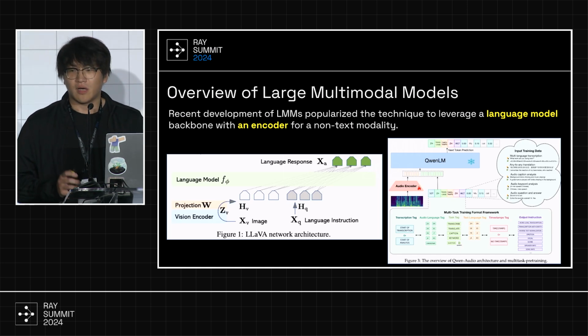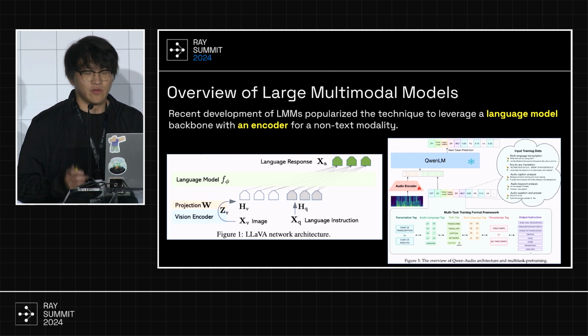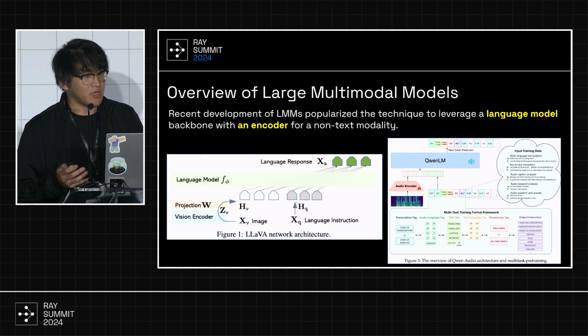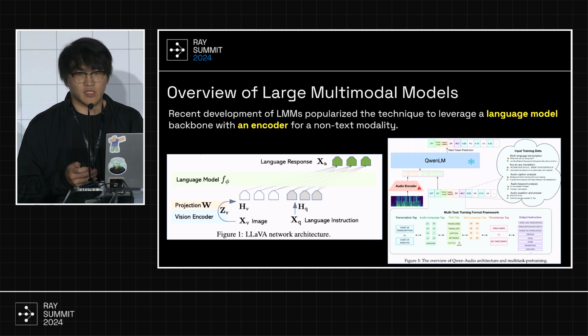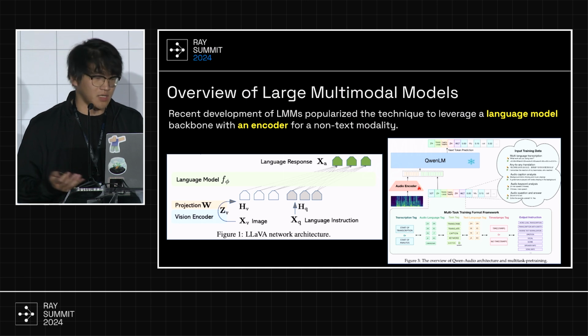Okay, so I'd like to give you an overview of large multimodal language models and why it makes sense to support them on vLLM. Recently, a lot of image language models or audio language models leverage a language model backbone along with an encoder of a non-text modality, meaning you first encode your image, audio clip, or video clip with this vision encoder. Sometimes it's a CLIP encoder, sometimes a Whisper encoder, into the embedding space.